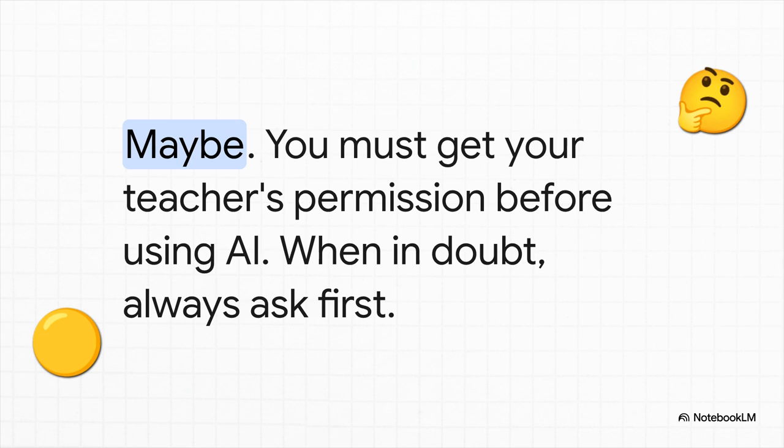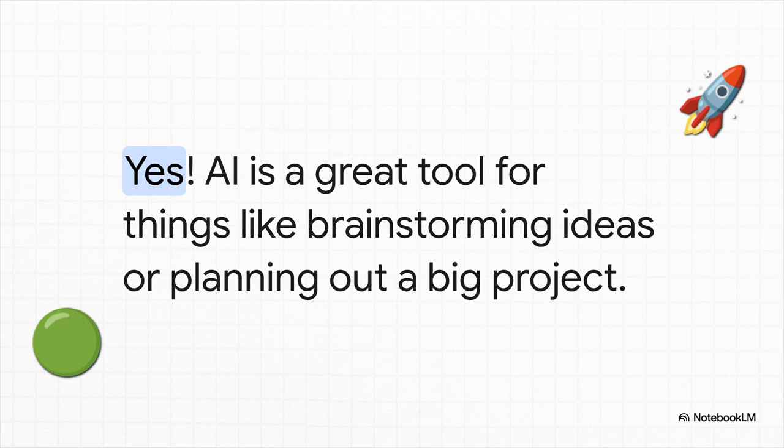Next, we've got the yellow light. And just like driving, yellow means slow down, proceed with caution. So in this case, it means you might be able to use AI, but you 100% have to check with your teacher first. Ask for permission. This is for all those gray areas where the rules might not be super clear. And finally, green light. This is what you've been waiting for. Green means go for it. These are the tasks where AI is an approved helper. Things like brainstorming a bunch of ideas for a project, or helping you create an outline to get organized. It's a great way to kickstart your own thinking.